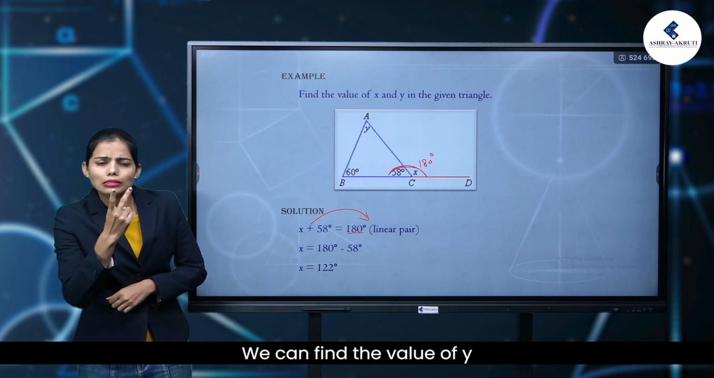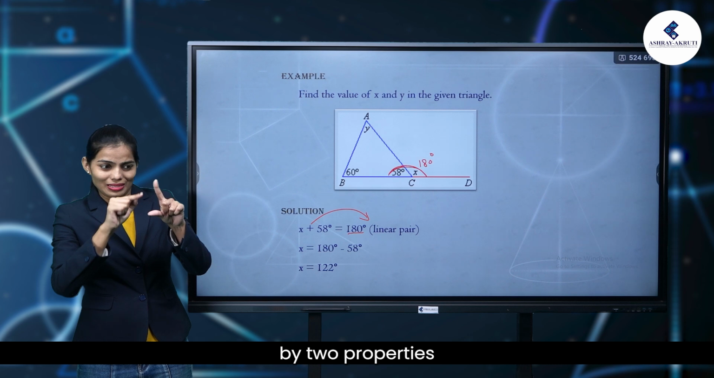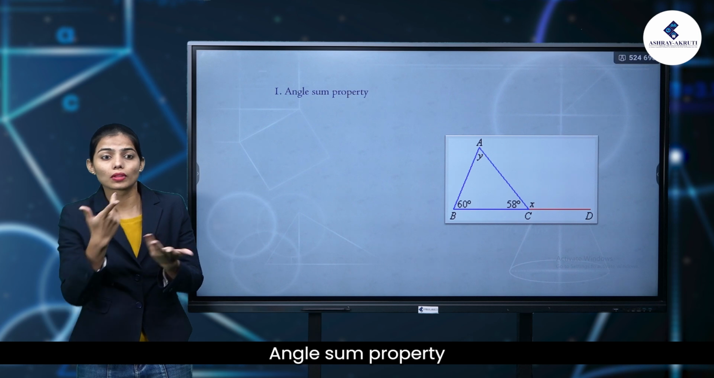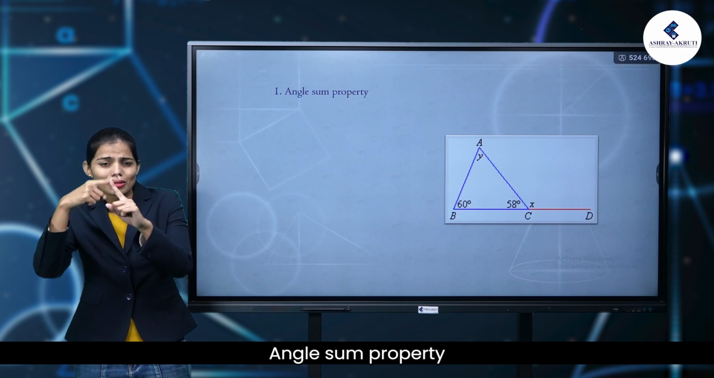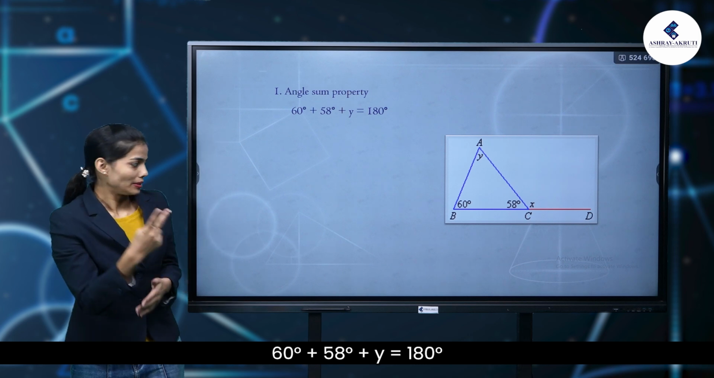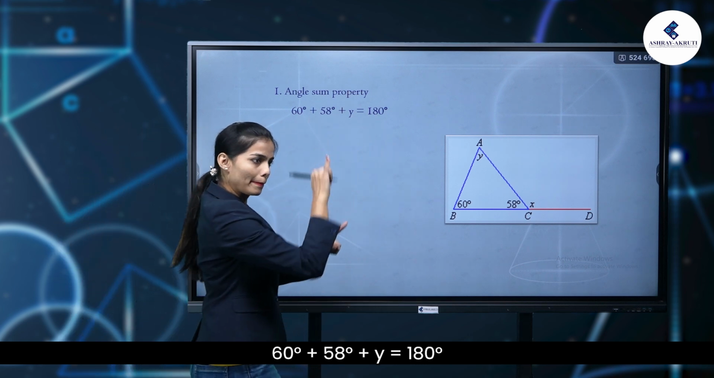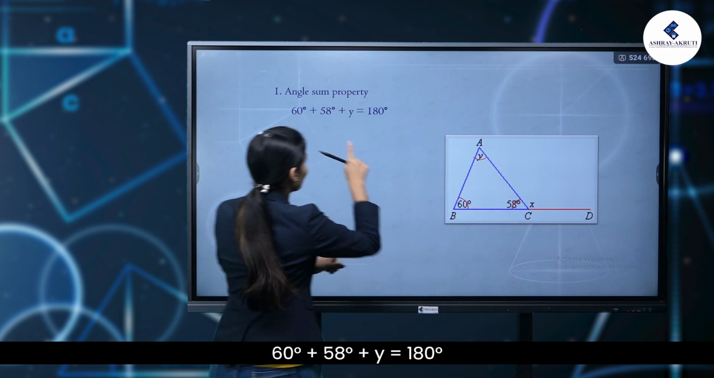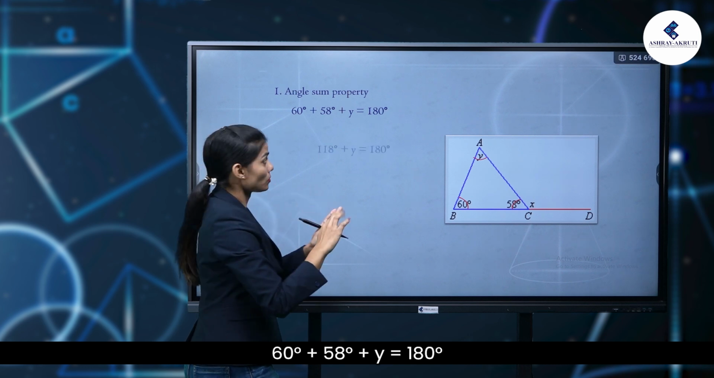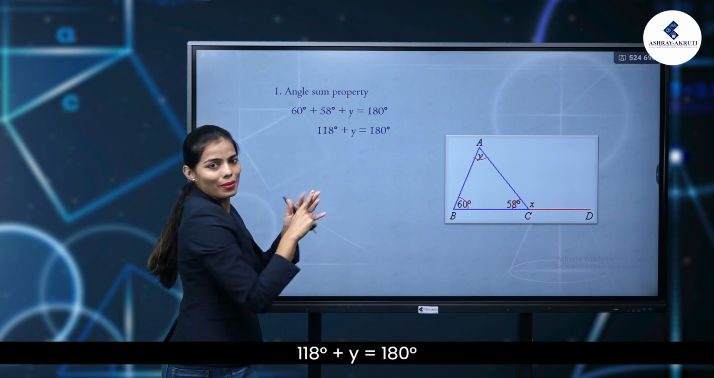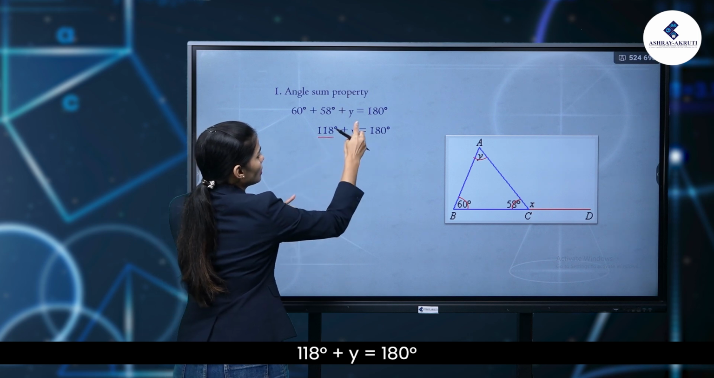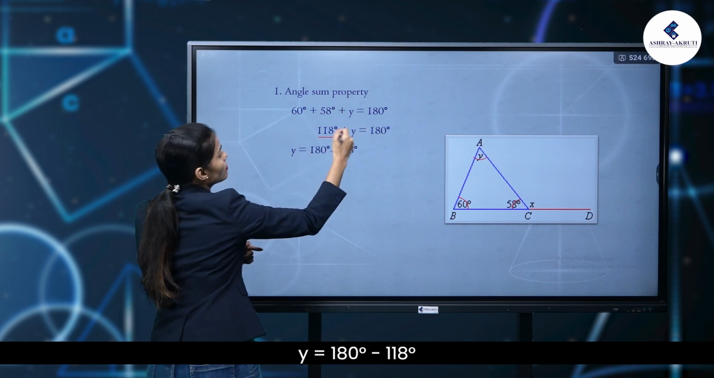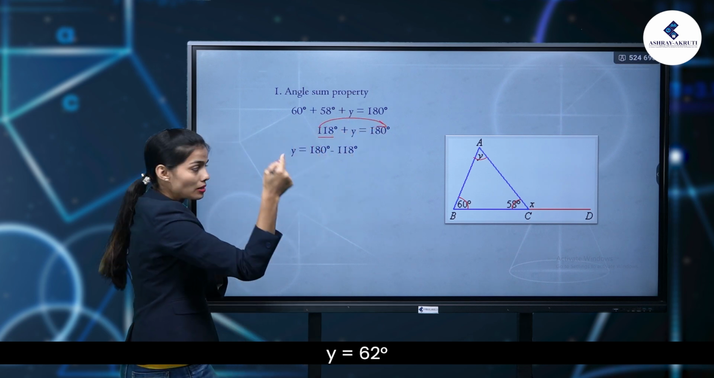We can find the value of y by two properties. Angle sum property: 60 degrees plus 58 degrees plus y is equal to 180 degrees. 118 degrees plus y is equal to 180 degrees. y is equal to 180 degrees minus 118 degrees. y is equal to 62 degrees.